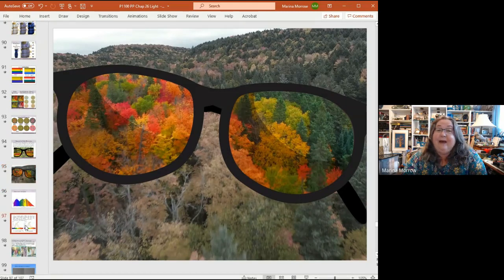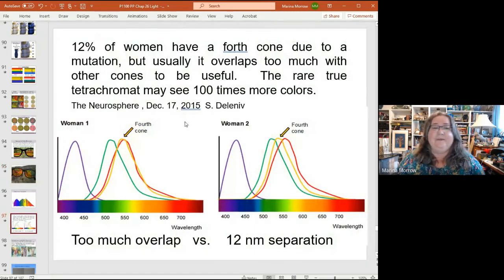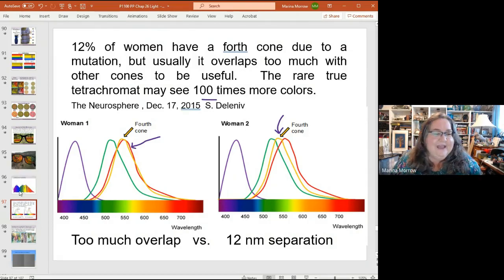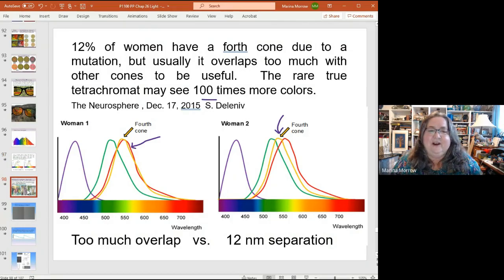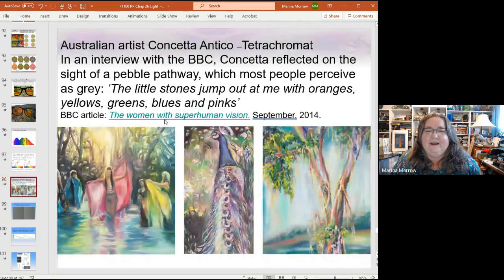Okay, now women, in addition to not usually being colorblind, some of them actually have an extra cone. The problem is the fourth cone is usually not very useful because it overlaps the green and the red cone too much. But sometimes it's placed so that it actually is useful. And people will see up to 100 times more colors depending on where it's placed and how much overlap there is. So there's an artist in Australia who actually sees many more colors, and she tries to paint what she sees, and everything is very floaty in color.